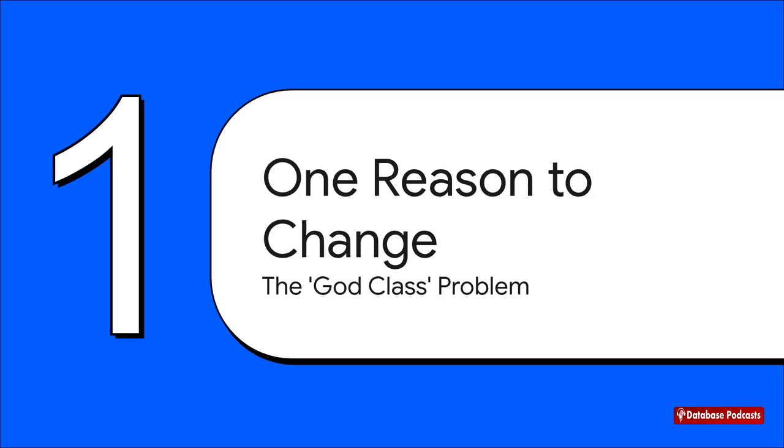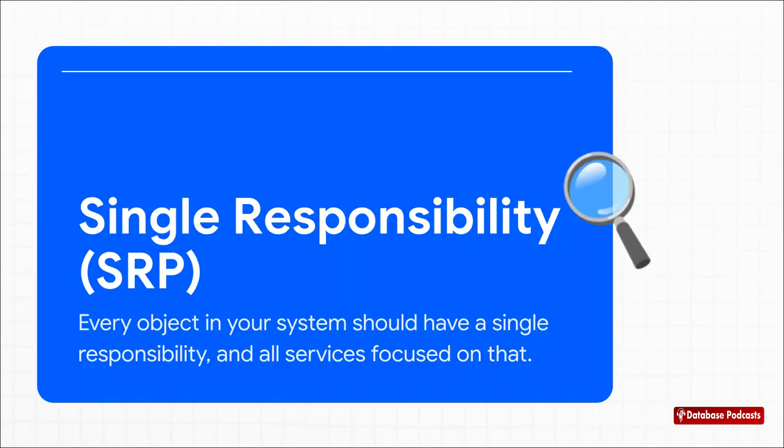Yes, this is a classic. It feels so efficient at first, right? Just put everything that's kind of related to a user in one place. But this is a trap. You've just created what's often called a God class, a class that knows too much and does way too much. And the solution to this is the very first principle, the Single Responsibility Principle, or SRP.